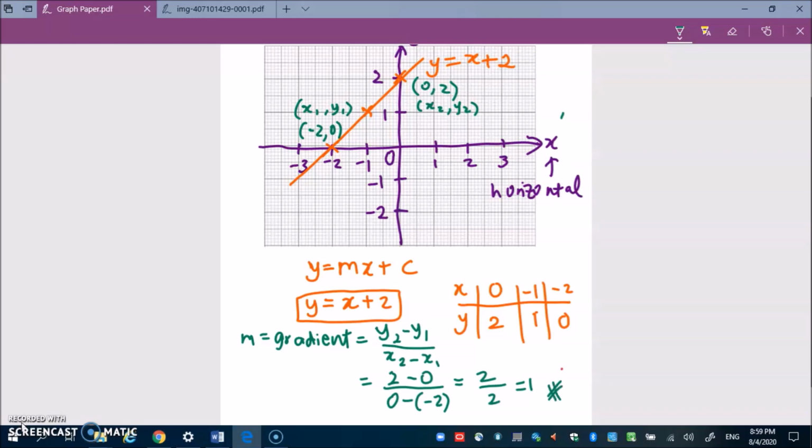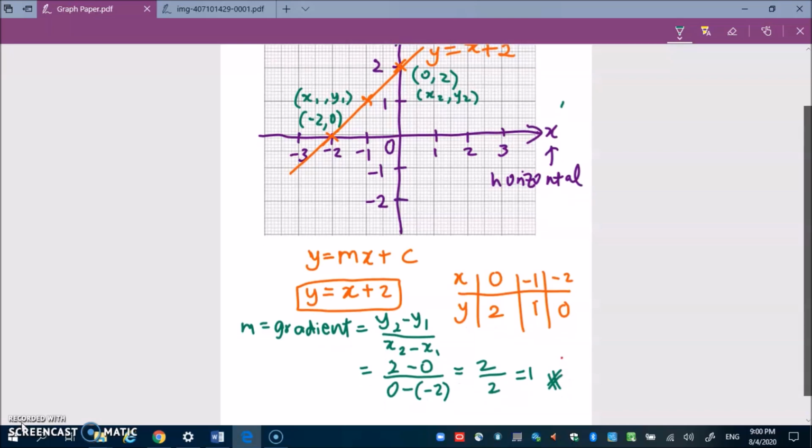So what does this mean? Basically, for every increase of 1 unit on the x-axis, my y also increases by 1 unit. So for example, you see from here to here, when x goes from -1 to 0, y increases from 1 to 2. So for every unit increase in x, there's 1 unit increase in y. That's what the 1 over here represents, the gradient. So comparing it with this equation, my m is equal to 1. The coefficient of x is 1, which is the gradient.